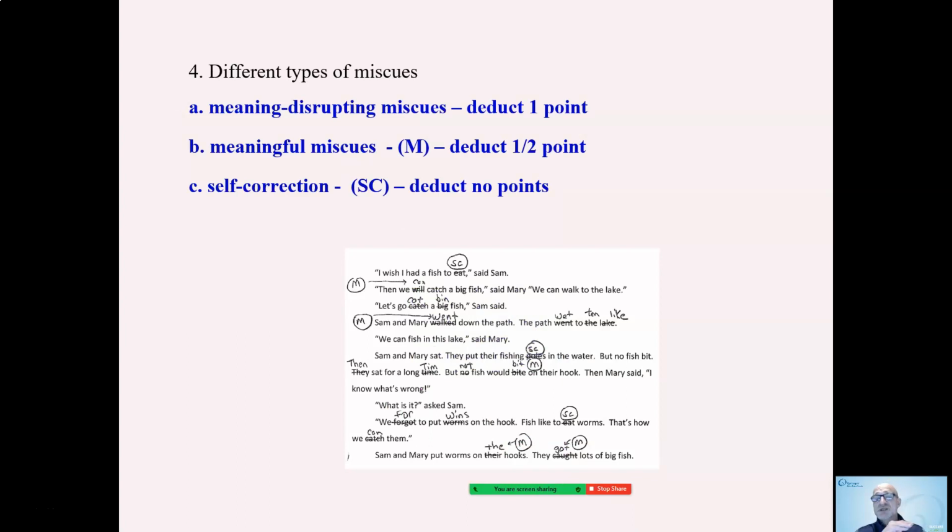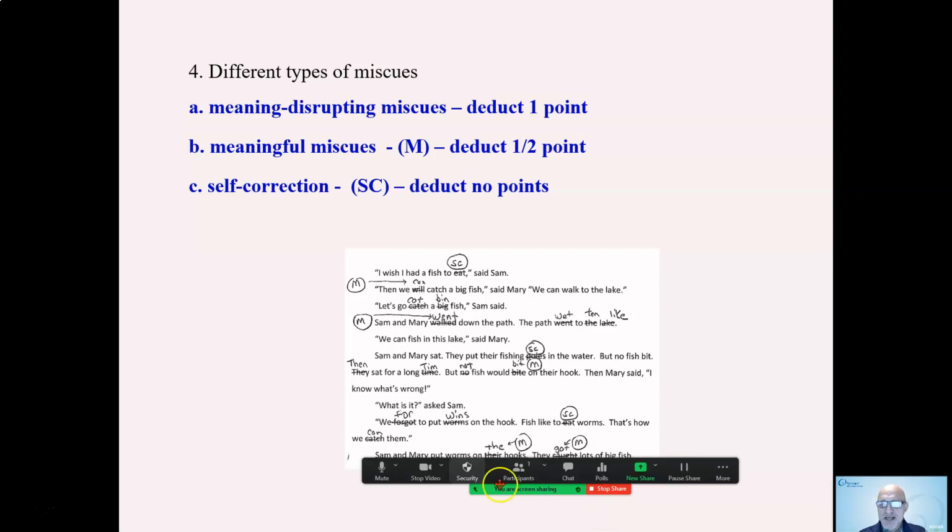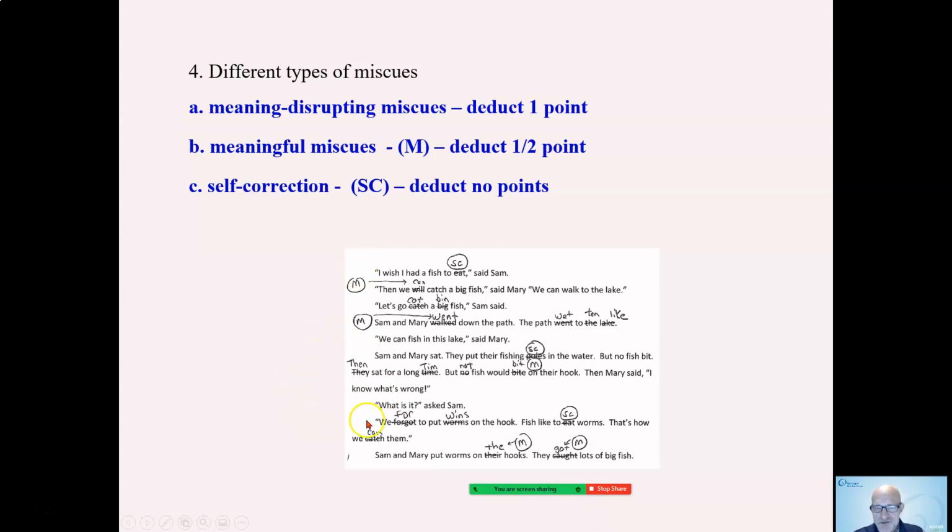There's the meaning disrupting miscue. You deduct 1 point for this. The dog rat up the hill versus the dog ran up the hill. That would be a meaning disrupting miscue. A meaningful miscue, you deduct half a point. The dog runs up the hill versus the dog ran up the hill. It doesn't match. It's a miscue, but it still makes sense. And I put an M in the text.